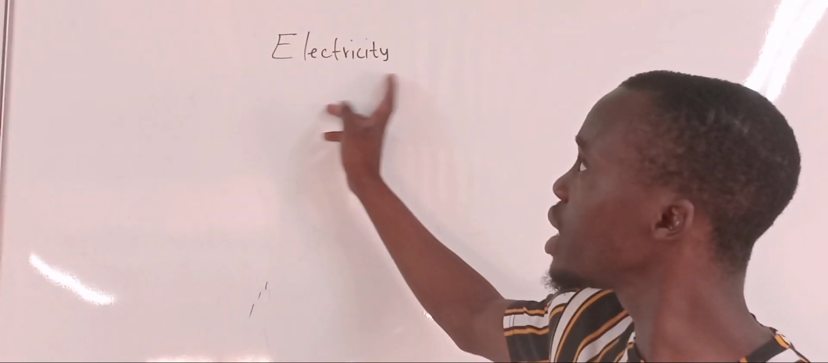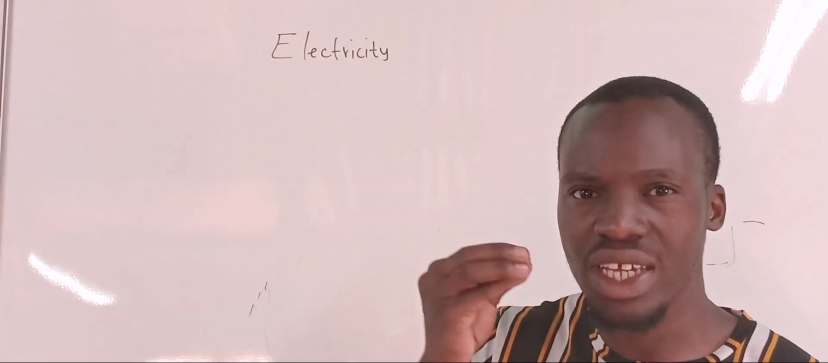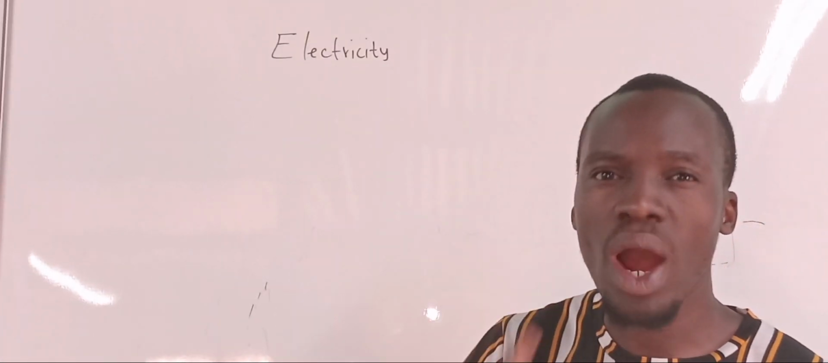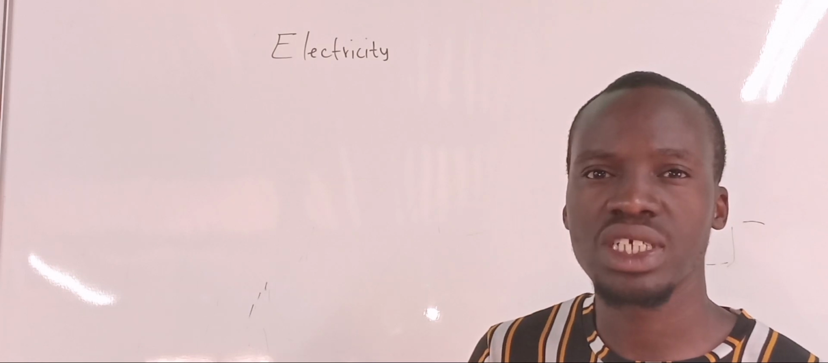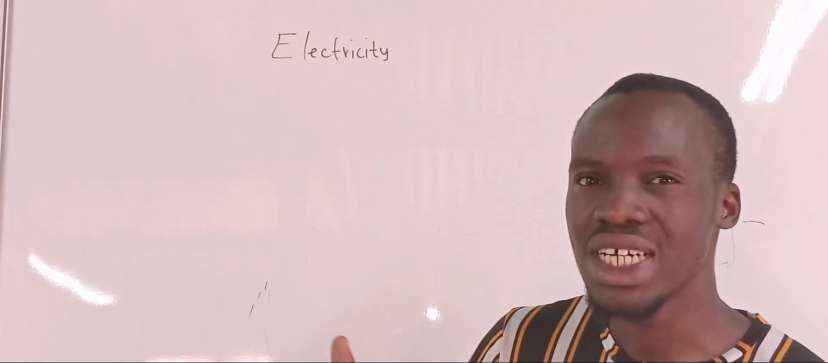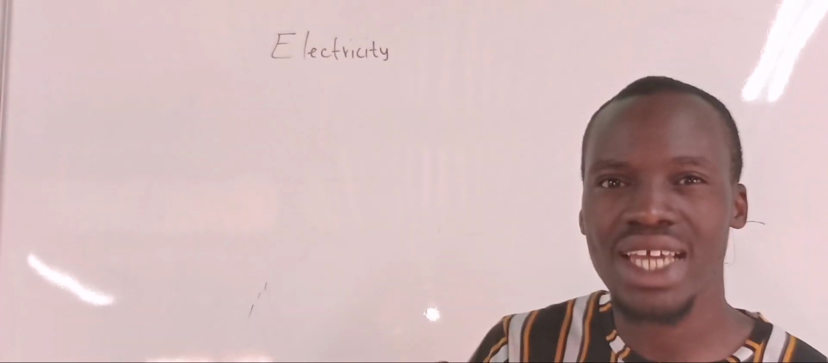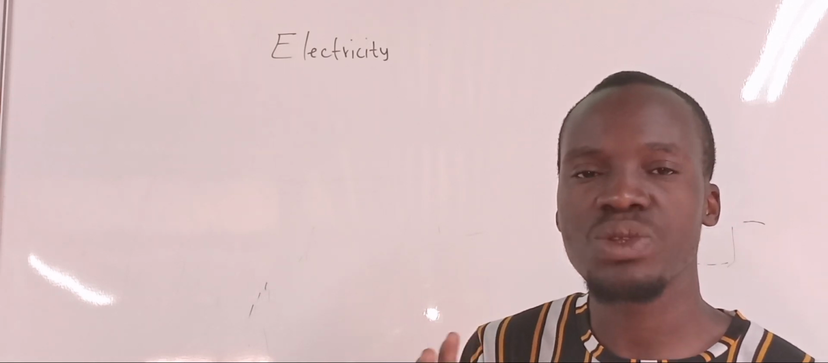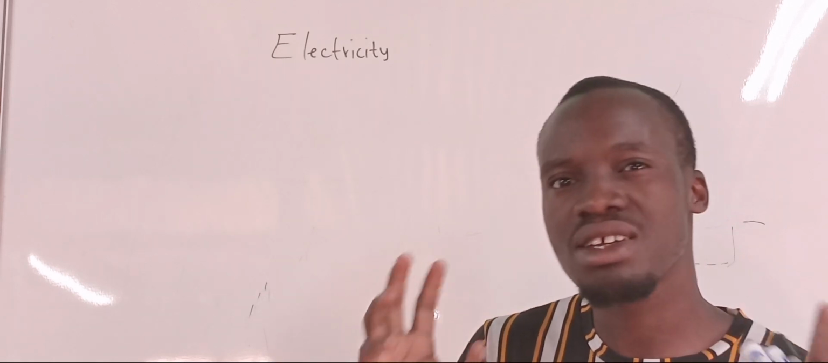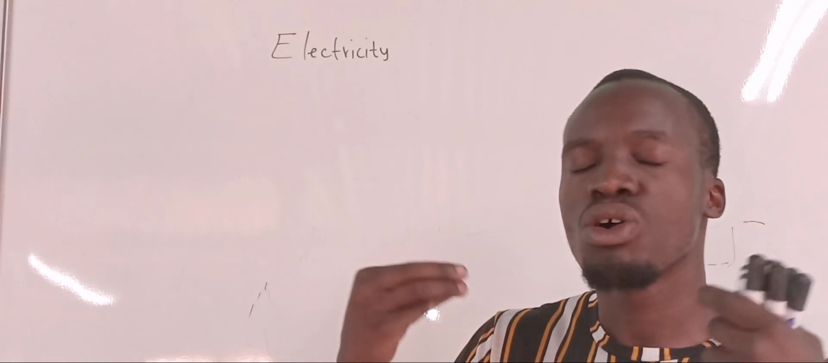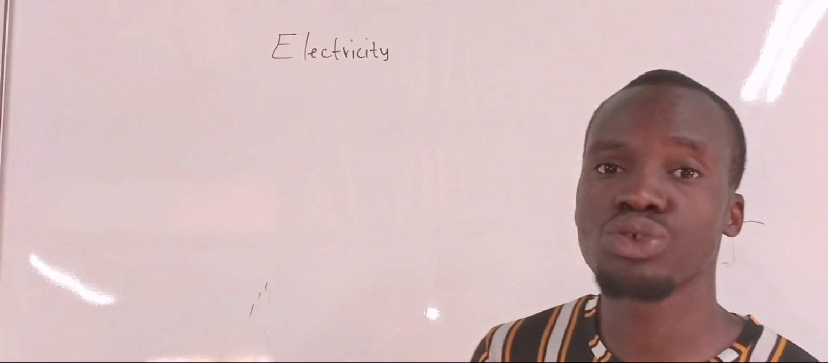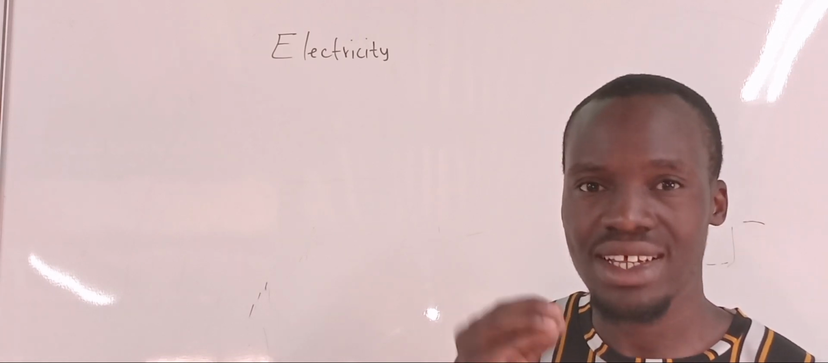So today we'll be doing electricity from grade 10. Even if you are in grade 10, make sure that you watch this video, because it's very important for you to know how to interpret the circuit diagram before you can use the formulas that are used in electricity to calculate resistance, voltage, or current. It is very important for you to know how to interpret the circuit.